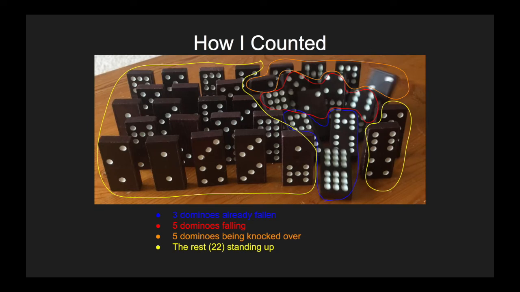Here's how I counted this time. It's hard to tell where to draw the lines between groups, so you probably got a different answer. Notice that some of the dominoes that used to be standing up are now falling, and some of the dominoes that used to be in the process of falling have now fallen down. However, the total number of dominoes has not changed. Some dominoes have just changed groups.